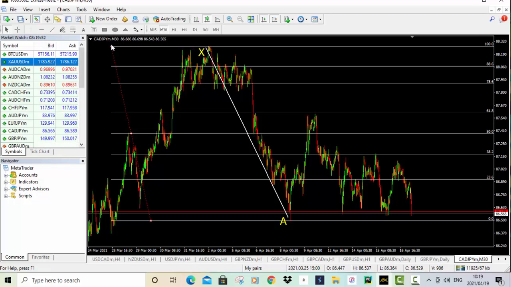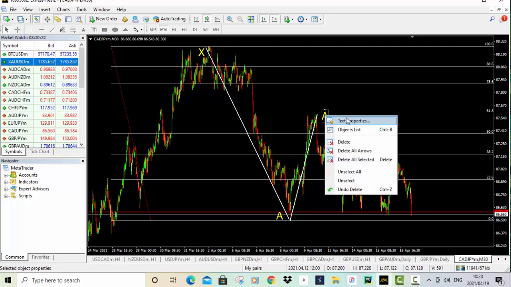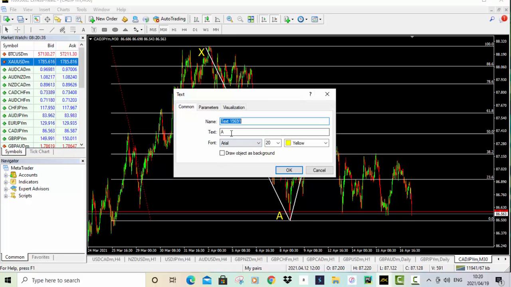From X to A, what we want to do is look for our B leg. The criteria for the B leg is the price must retrace to a minimum of 50% but must not go above the 61.8 zone. From A to B, do we meet that criteria? Yes, we do. If you take a very close look, you will notice that price doesn't touch that 61.8, making this a very valid B leg. We have a valid B leg.